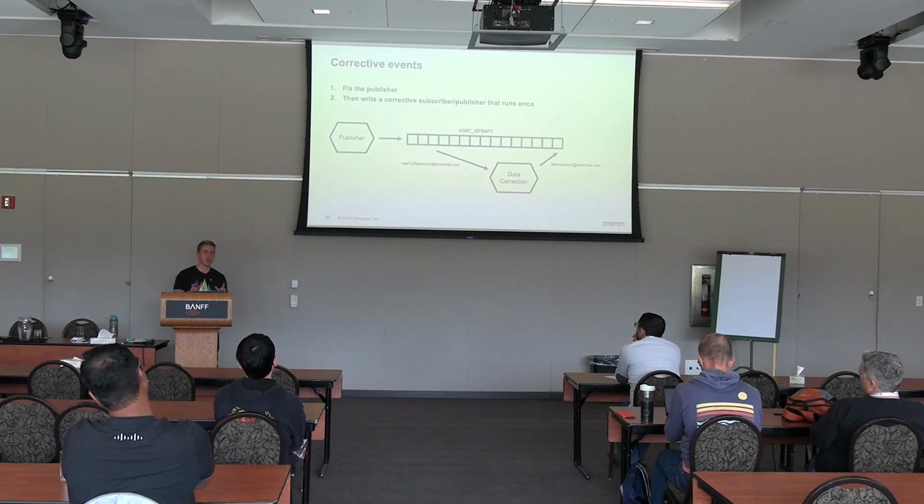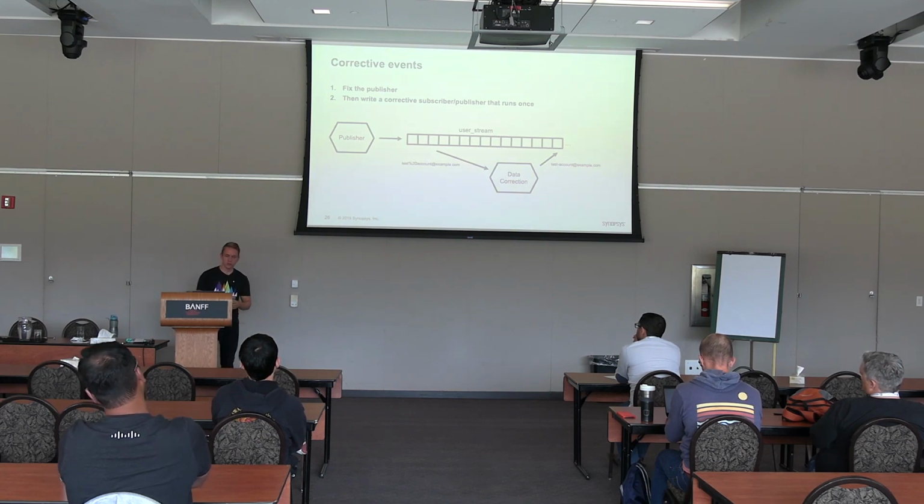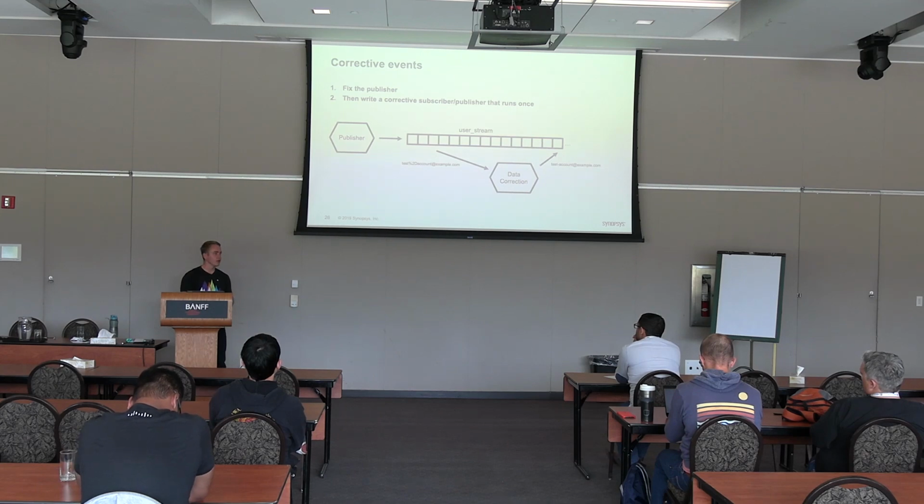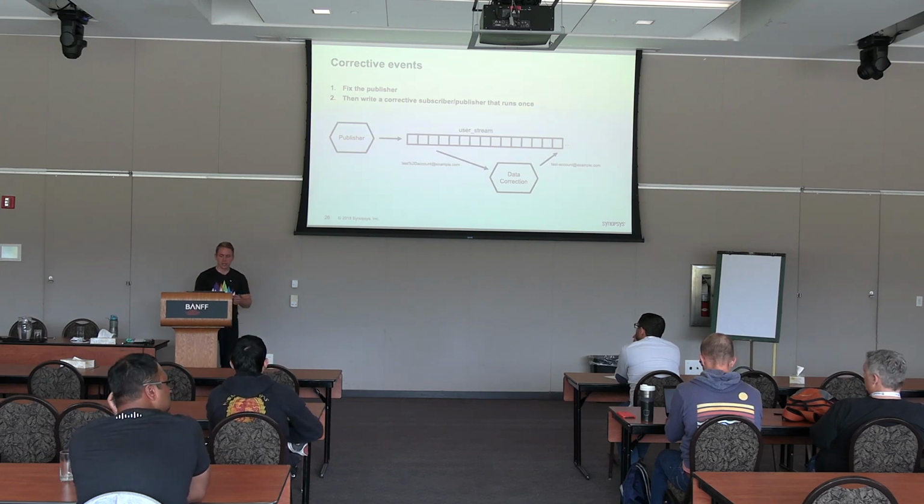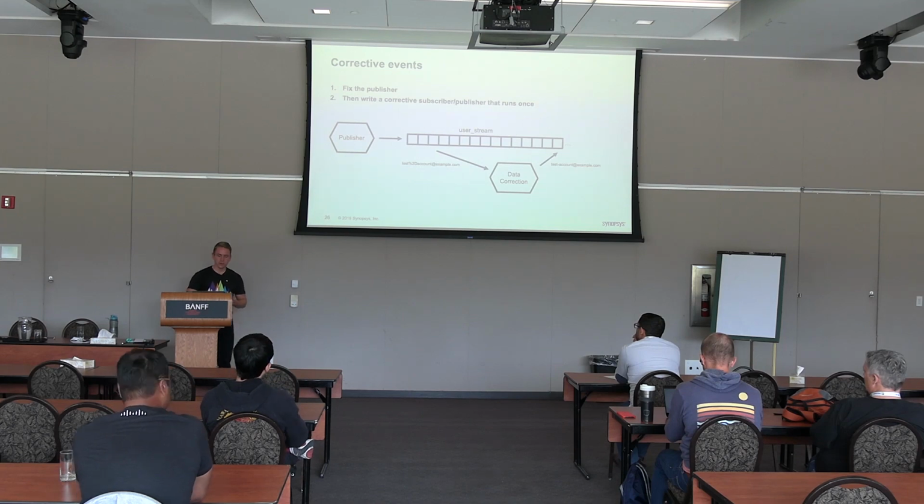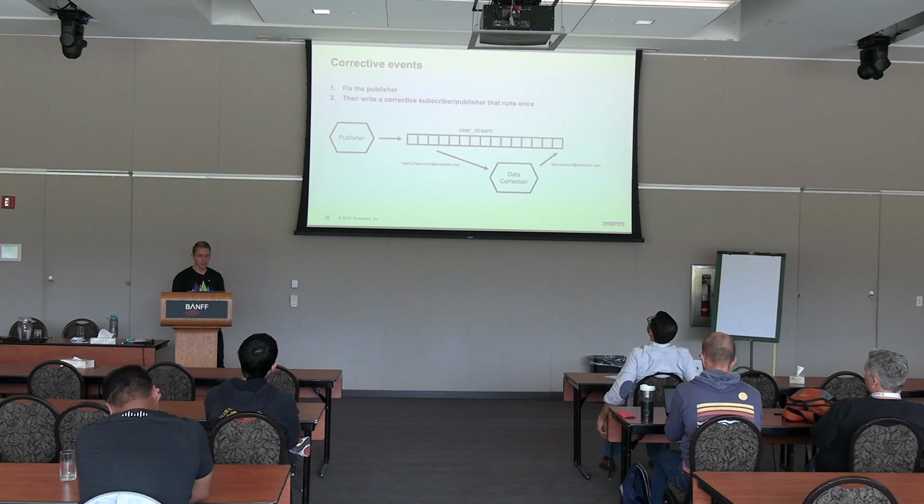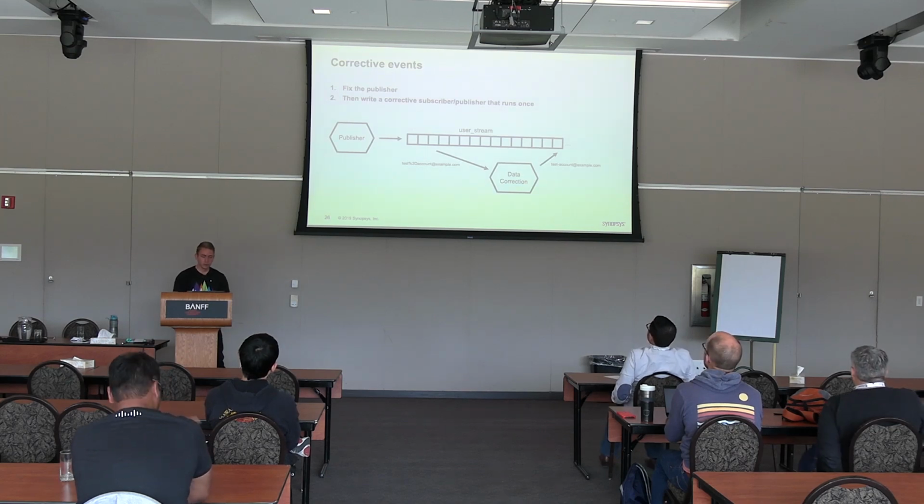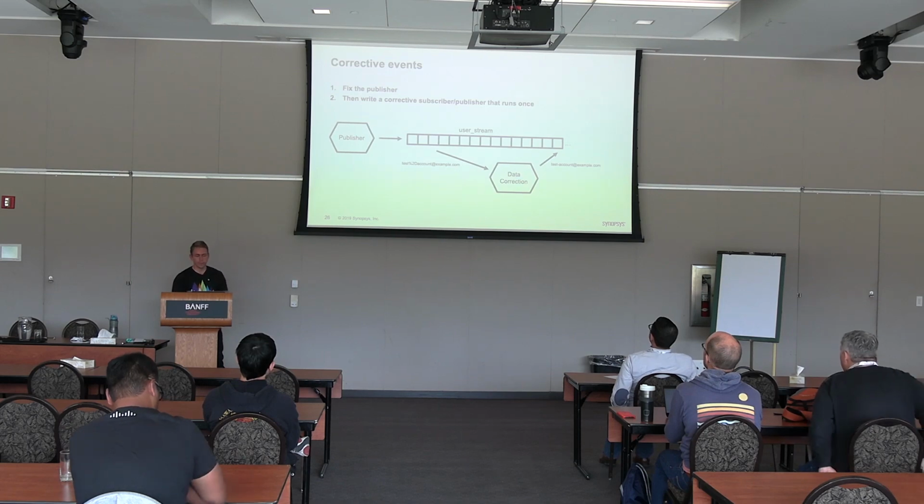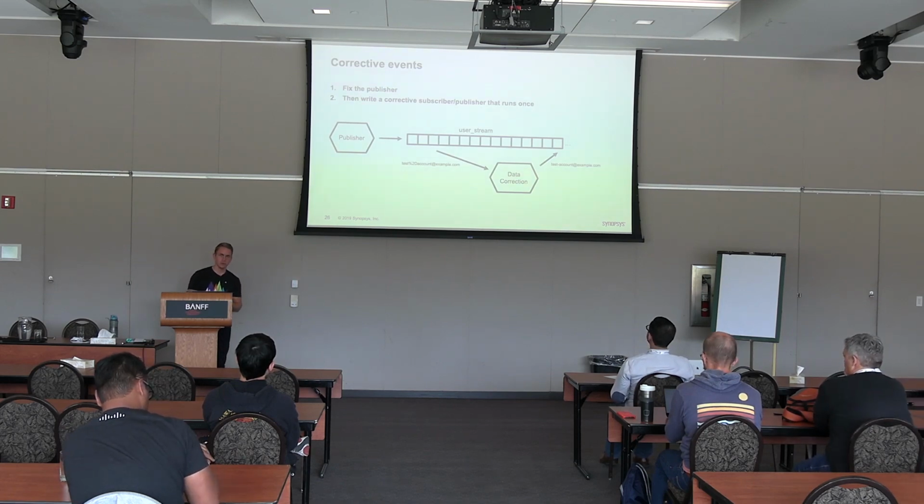And the first step in that is fixing the publisher. So if you ever catch an edge case, make sure that you fix the issue at the source, write some unit and integration tests. And then after that, you can create a run-once subscriber publisher that applies a fix. So in this case, it would read that third event and then write a corrective event that updates the email to the correct form. This is an example of the derived events, but this is a special case in that we need to correct the underlying data.